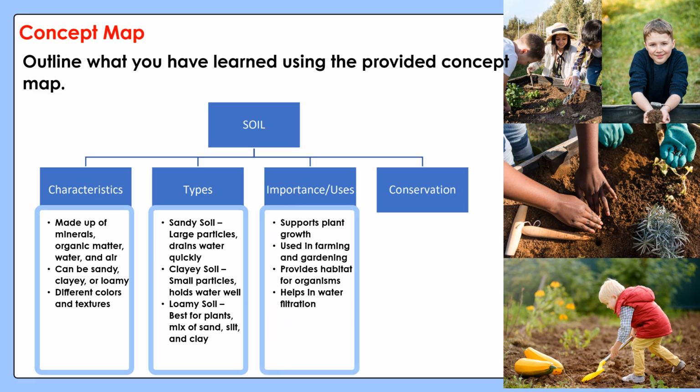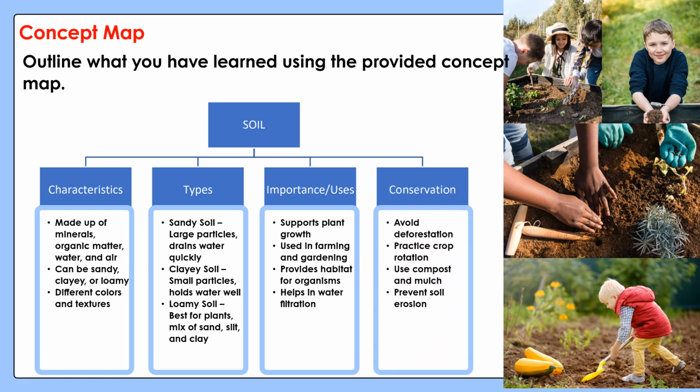Importance or uses: supports plant growth. Used in farming and gardening. Provides habitat for organisms, and helps in water filtration. Last is conservation. Avoid deforestation. Practice crop rotation. Use compost and mulch. And prevent soil erosion.